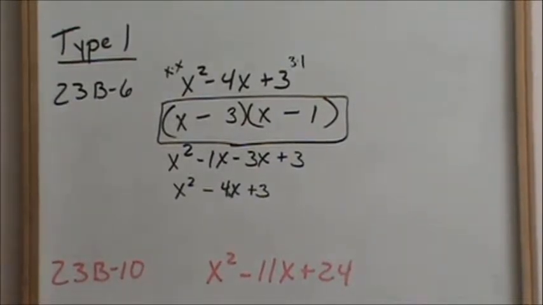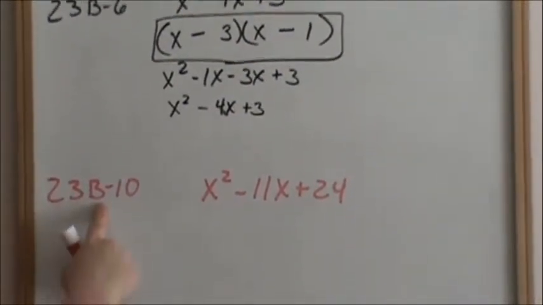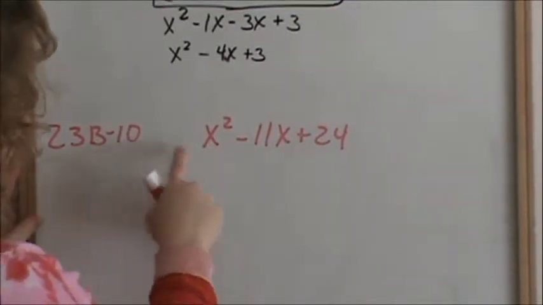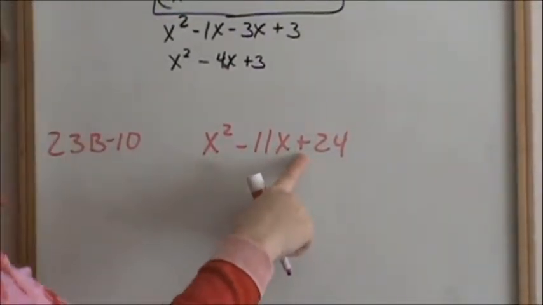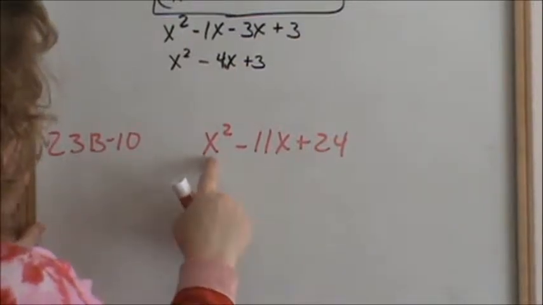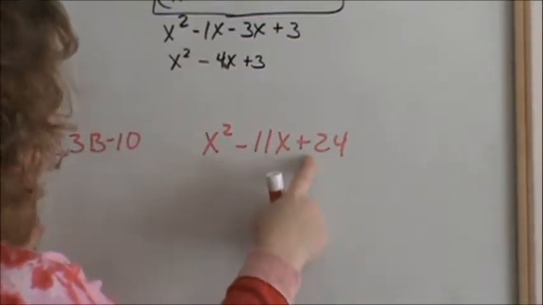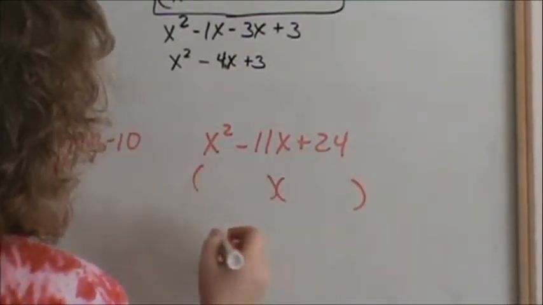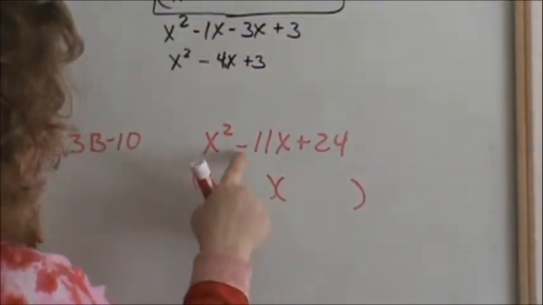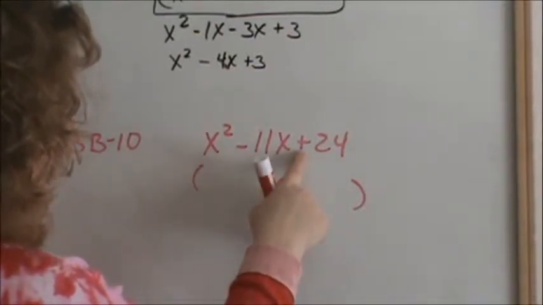Okay, let's look down at 23b10. Again, we're doing the same type. We have a negative sign in the first spot, a positive sign in the last spot. First, look to see, can you factor anything out of your numbers? No, you cannot. So you're ready to go straight to 2 parentheses. The next thing I look at is my signs. I have a negative here and a positive here.